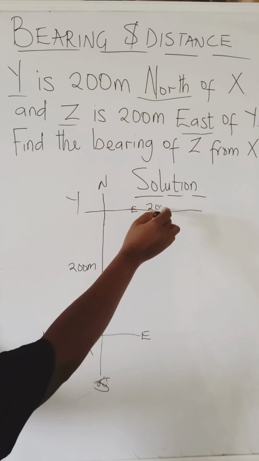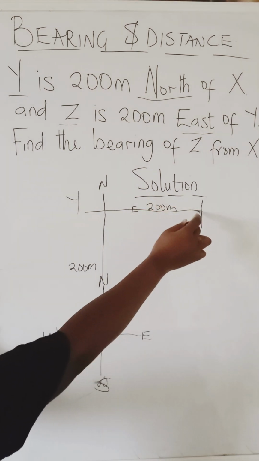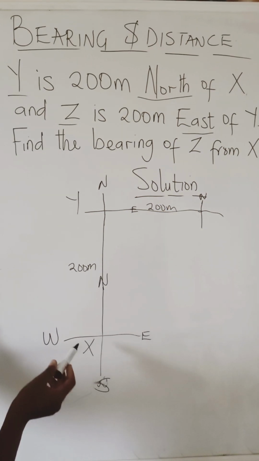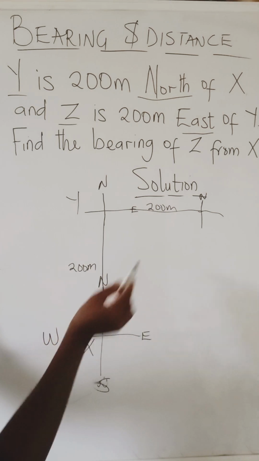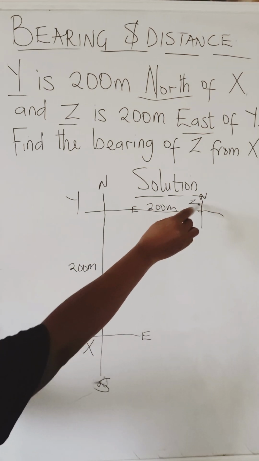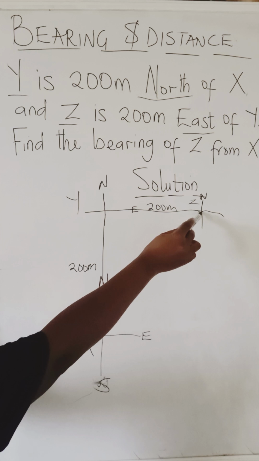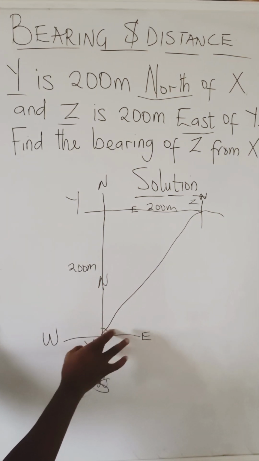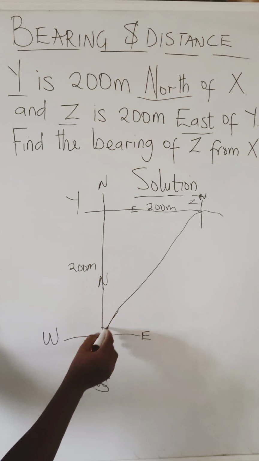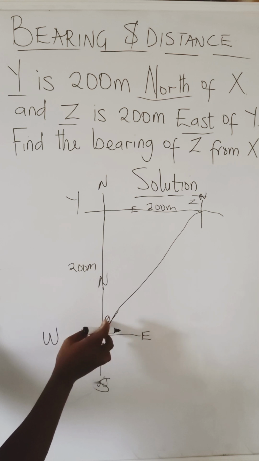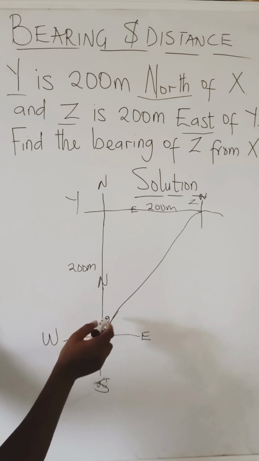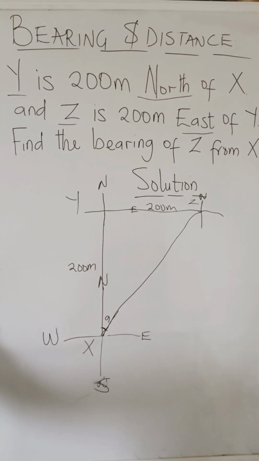Then they say our location Z is also 200 meters east of Y. This is our 200 meters, and this is our Z location. Now they are asking us to find the bearing of our location Z from X. So let us draw our line. Pardon my drawing, this angle here, let's call it A, is the bearing that Z formed from X.